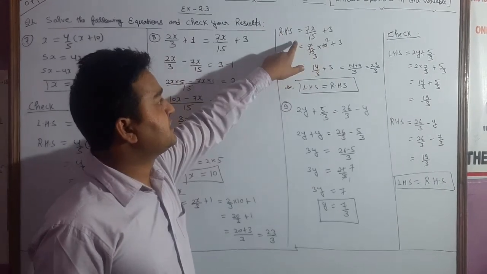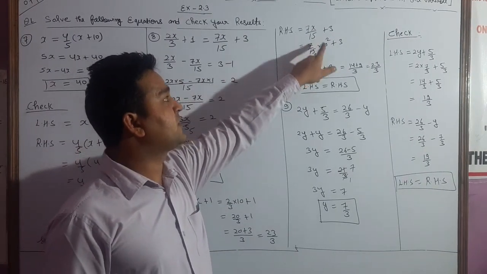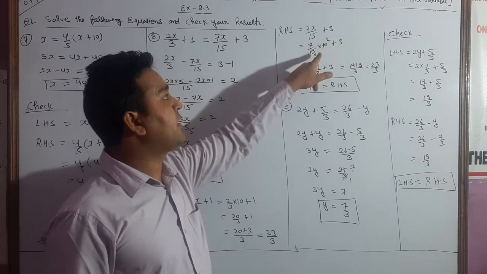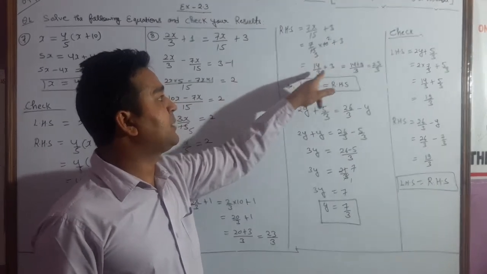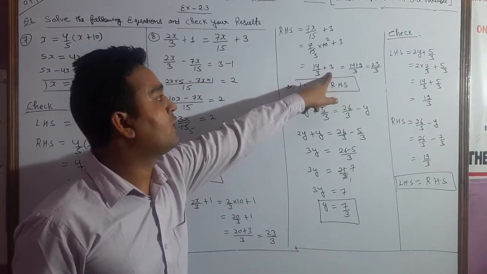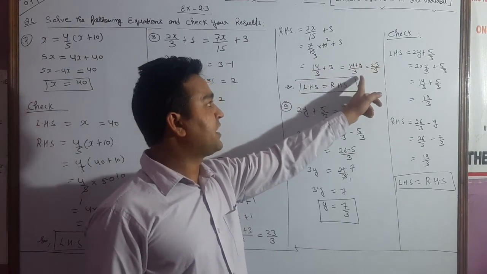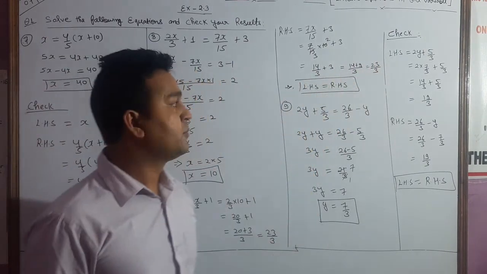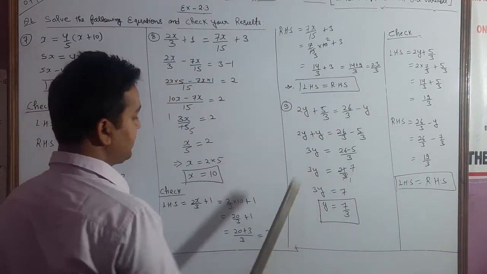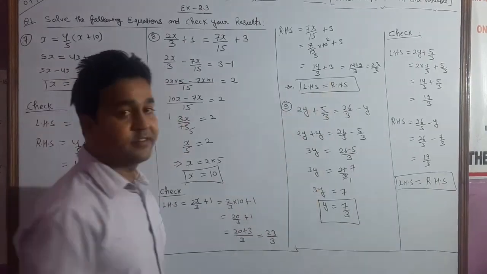Now come to the right hand side. 7x upon 15 plus 3. 7 upon 15 as it is. What is the value of x here? 10. And 5 times 3 is 15. You get 14 upon 3 plus 3. Now again take the LCM. What will you get? 40 plus 9 upon 3, that is 23 upon 3. Both are the same, 23 upon 3. It means your answer is right.